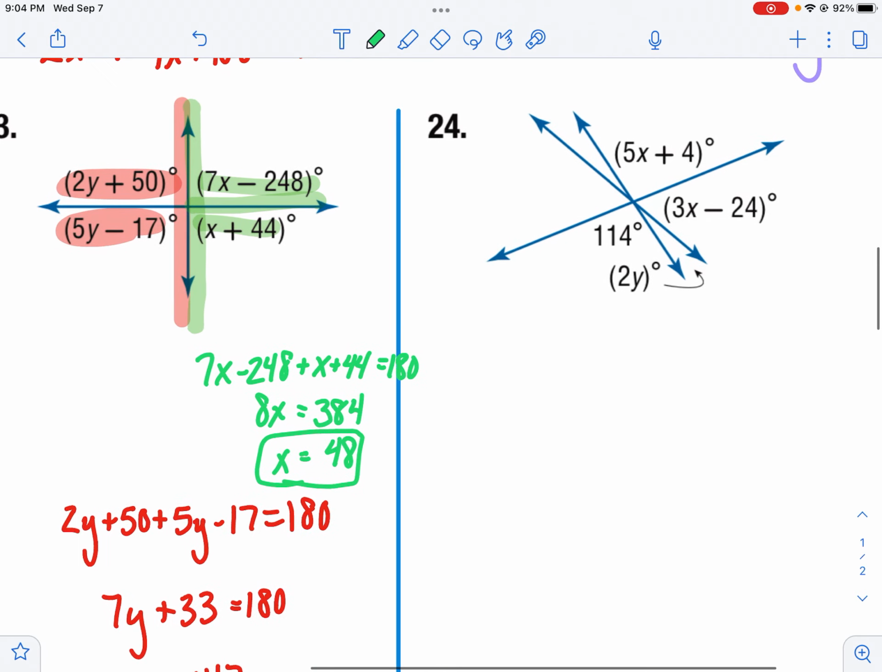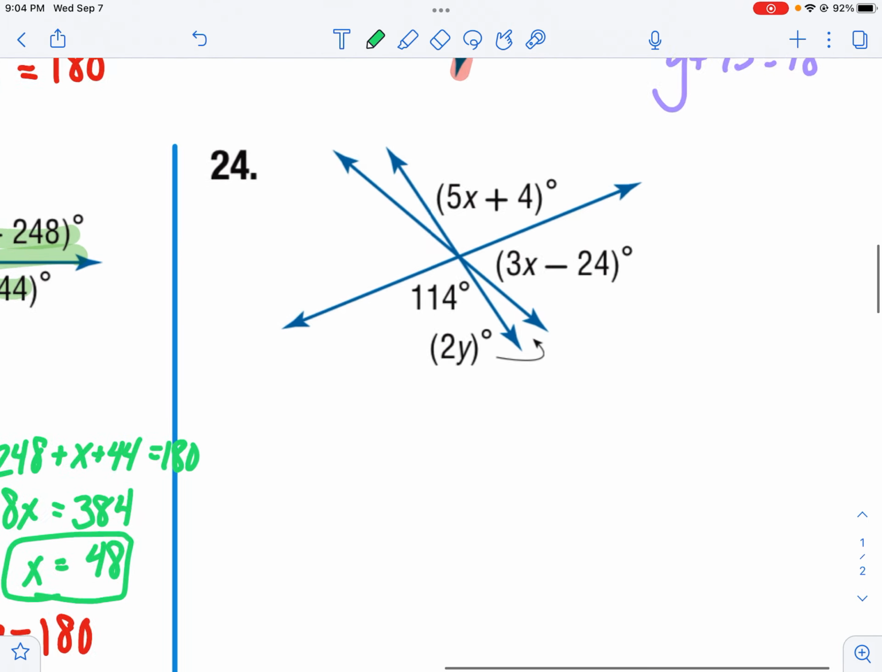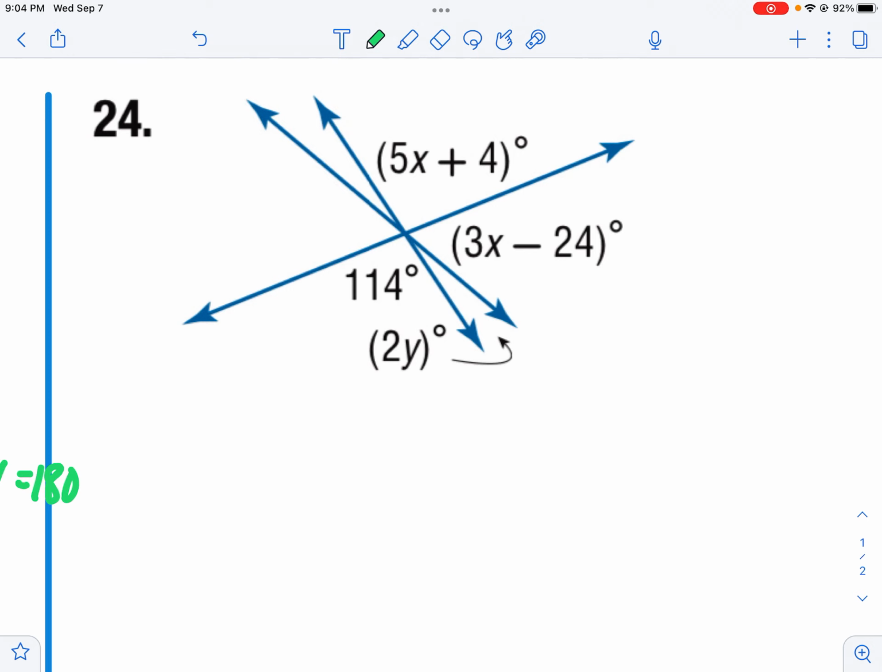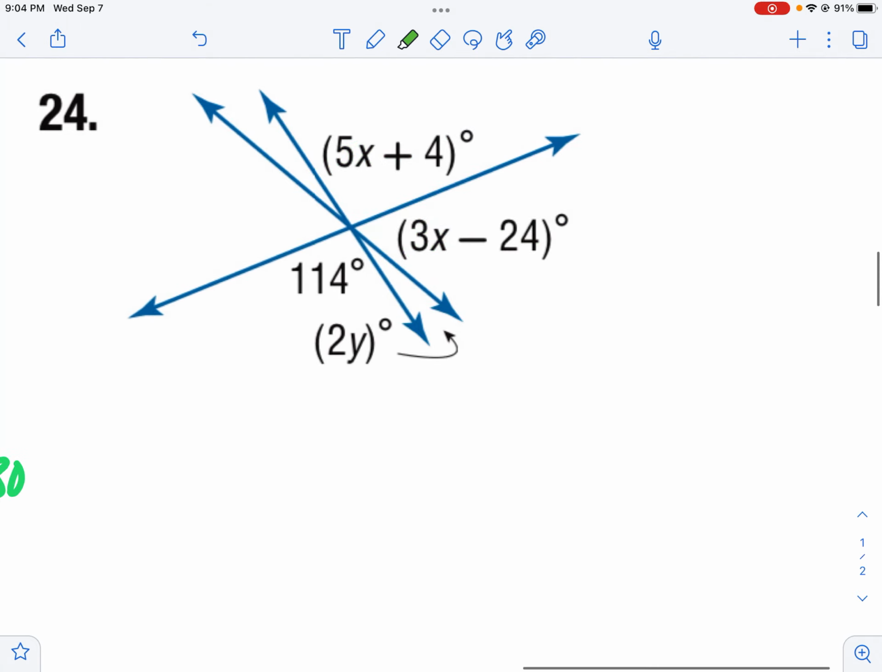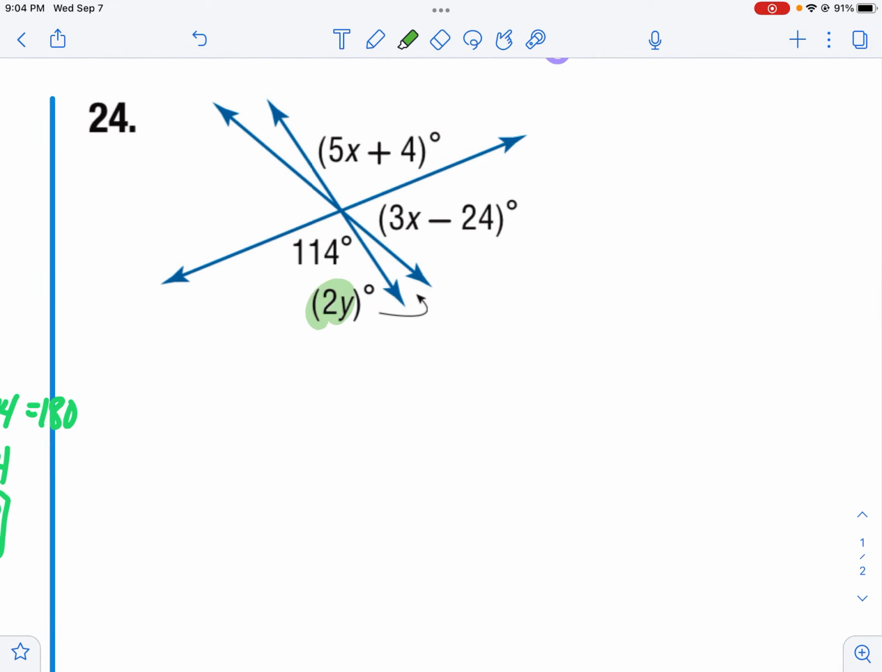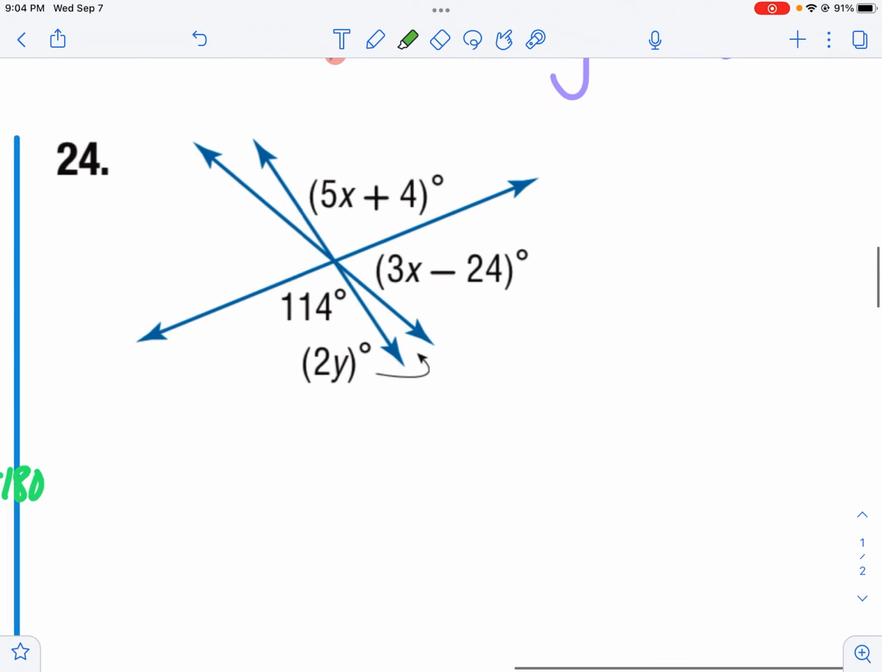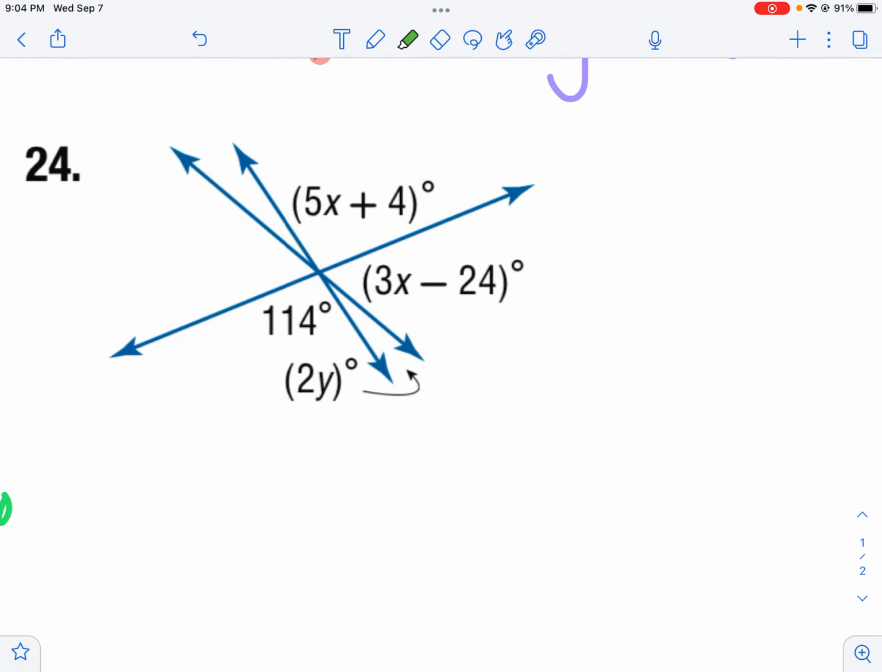There we go. And our last one, kind of the trickiest of the bunch. There's a lot going on. Notice that these like terms are neither a linear pair nor vertical angles. I only have one y value there. I don't know really what to do. But let me go back to my vertical angles and linear pairs knowledge. Are there any angles here that are vertical?